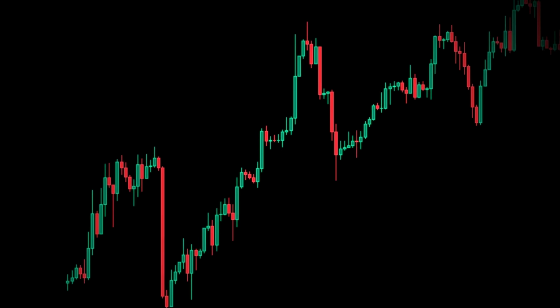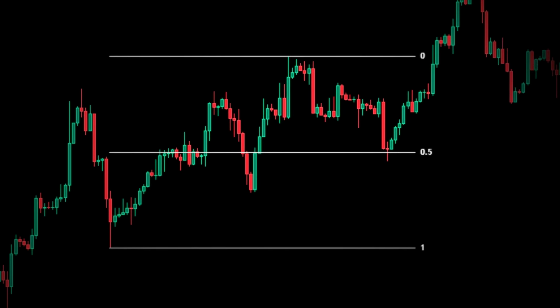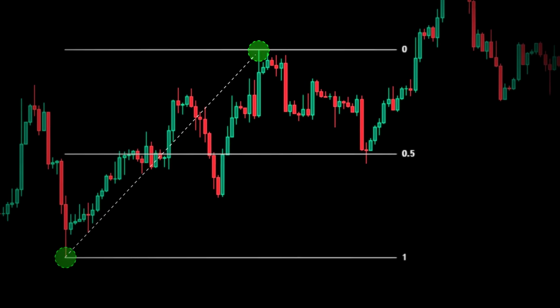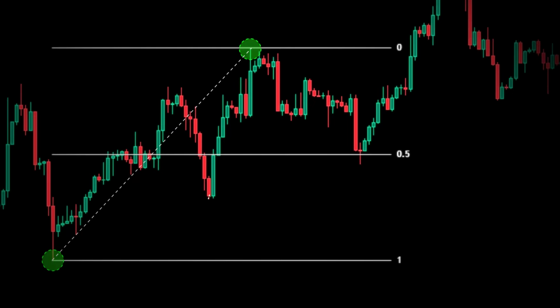Fibonacci's are one of the greatest tools a trader can master. I highly recommend everyone take some time and learn the basics.